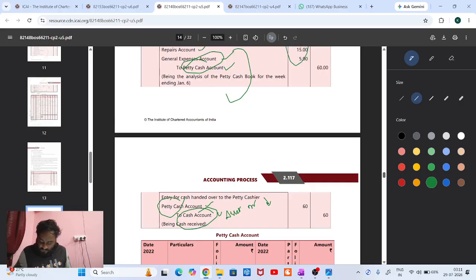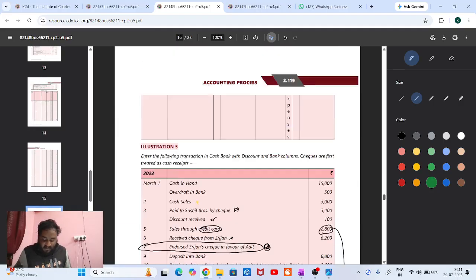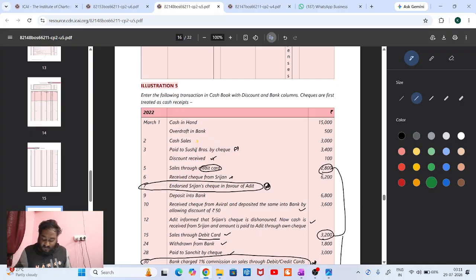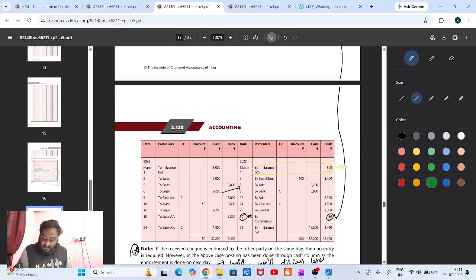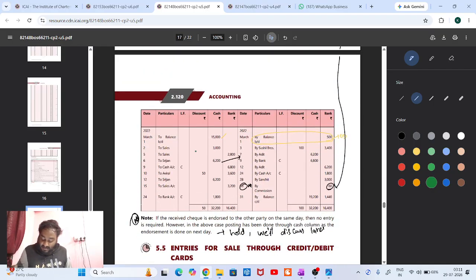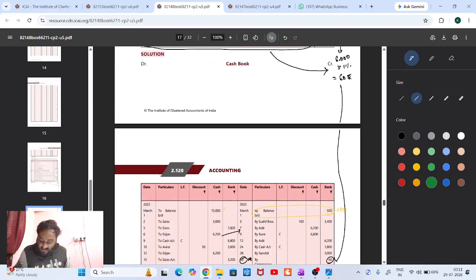And then another question, number 5. I think it is the question of the three column cash book. I hope you understand. Try to write this. Try to do this at home. No, this is a kind of tricky question.